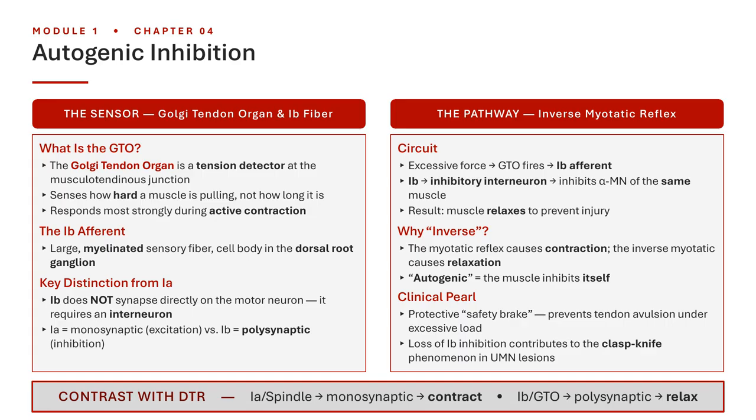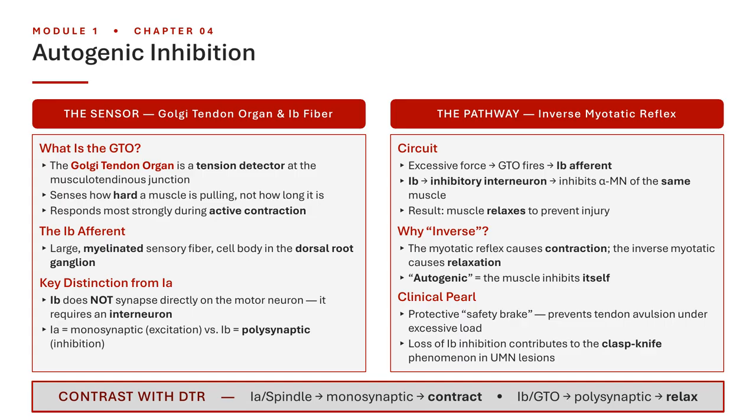Here is the critical anatomical distinction. Unlike the IA, which synapses directly on the alpha motor neuron, making it monosynaptic, the IB must route through an inhibitory interneuron that makes this reflex polysynaptic. The circuit: excessive force activates the GTO, which fires the IB afferent, which activates an inhibitory interneuron, which inhibits the alpha motor neuron of the same muscle, which causes the muscle to relax and the tension to drop. This is the autogenic part. The muscle is inhibiting itself, and it is called inverse because where the myotatic reflex causes contraction, this one causes relaxation.